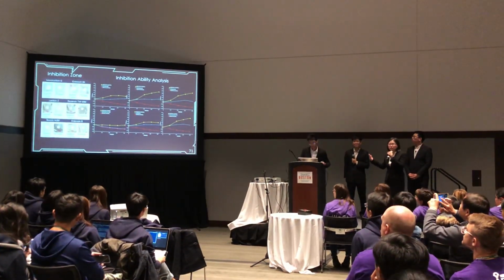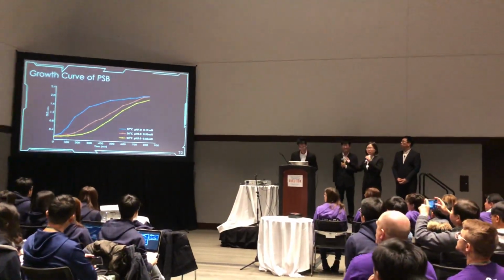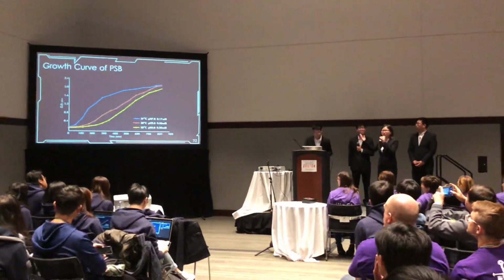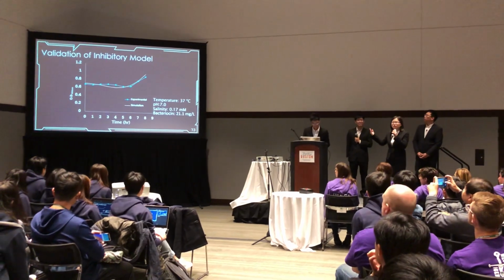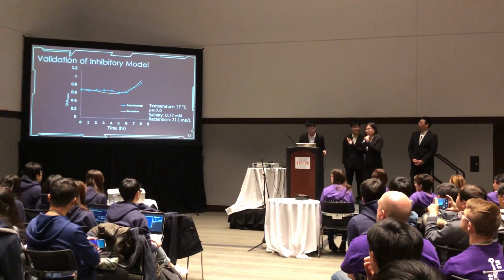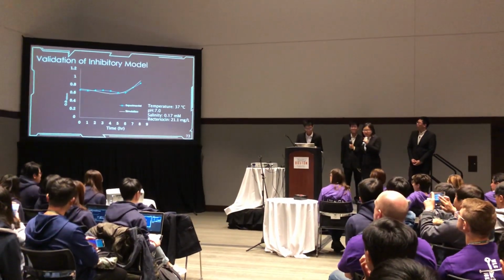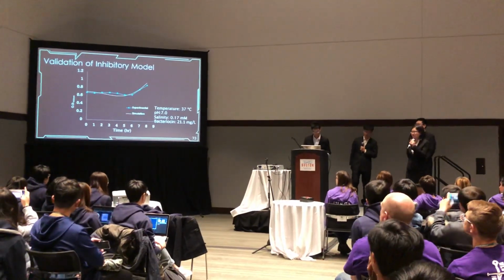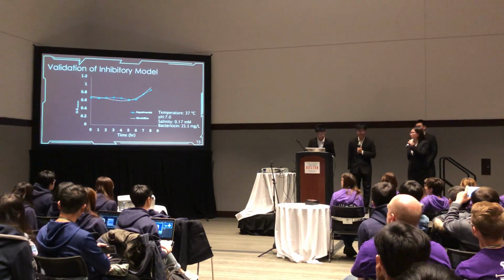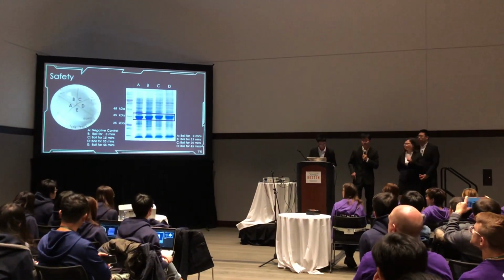Then we construct the growth curve of Bacillus subtilis under different pH, temperature, and salinity values. Finally, we combine our growth curve with inhibition results to generate bacteriocin effect models. Additionally, we assess safety. After high temperature sterilization, our peptide is still present without bacterial growth.